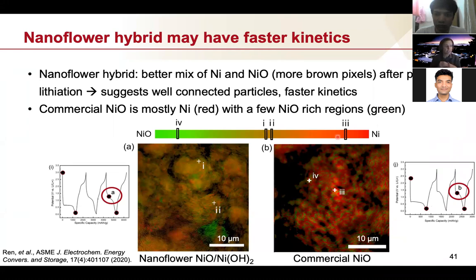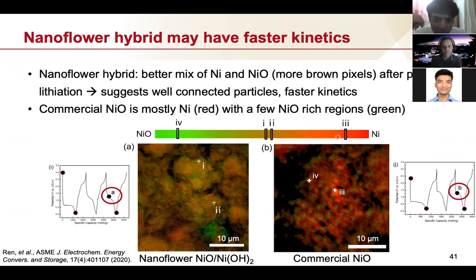So this suggests that the hybrid nanoflower is better connected than the commercial powder, and has faster kinetics. So it's lithiating and delithiating more uniformly because of the structure that it has.